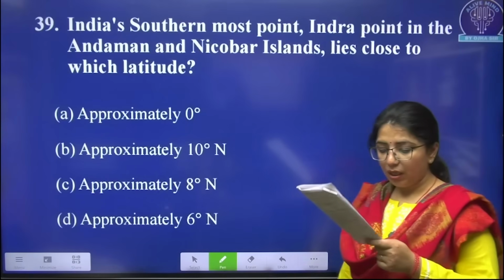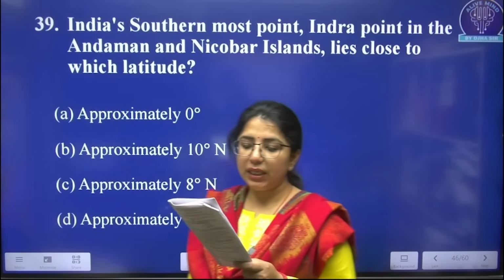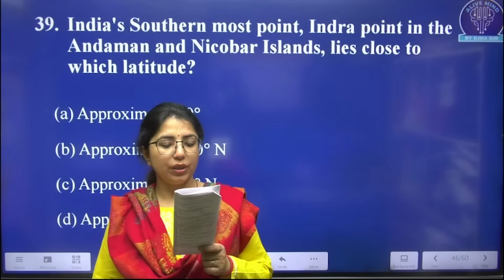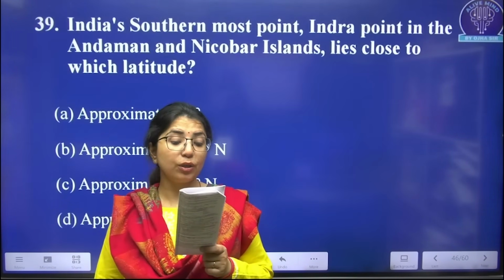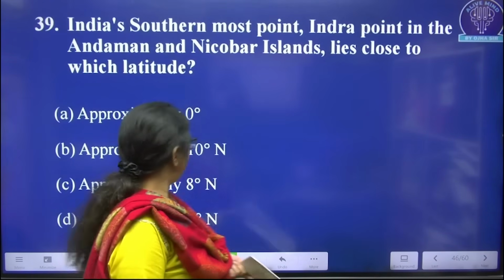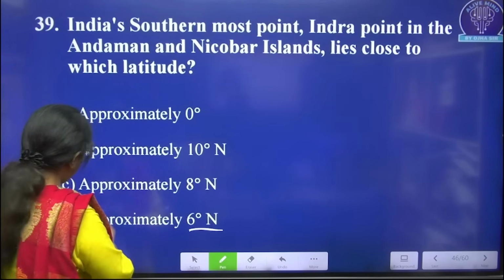Then is question number 39. India's southernmost point, Indira Point, in Andaman and Nicobar Island, lies close to which latitude? See, I told you before, it is around 6 degree north.